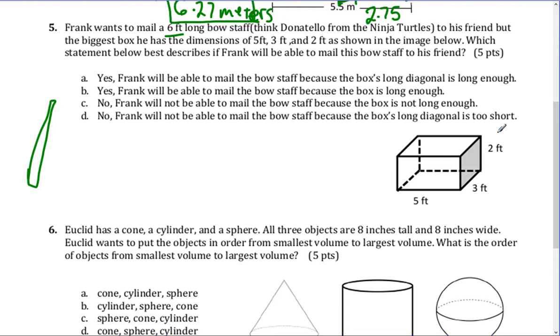So the longest distance inside this box for his bow staff would be from a bottom corner up to a top corner, like from this bottom corner here through the box to this diagonal top corner. And we want to know, is that distance bigger than 6 feet? Would this 6-foot-long bow staff fit inside? So we're going to figure this out.